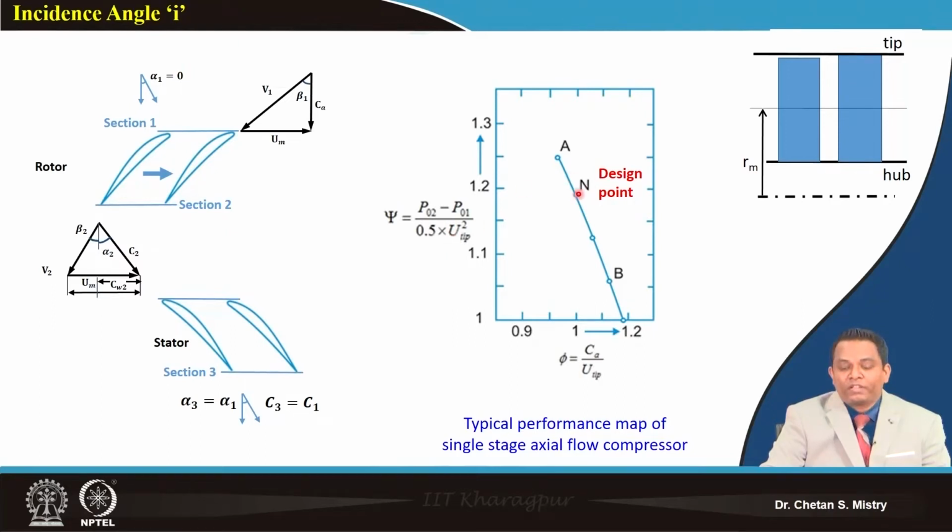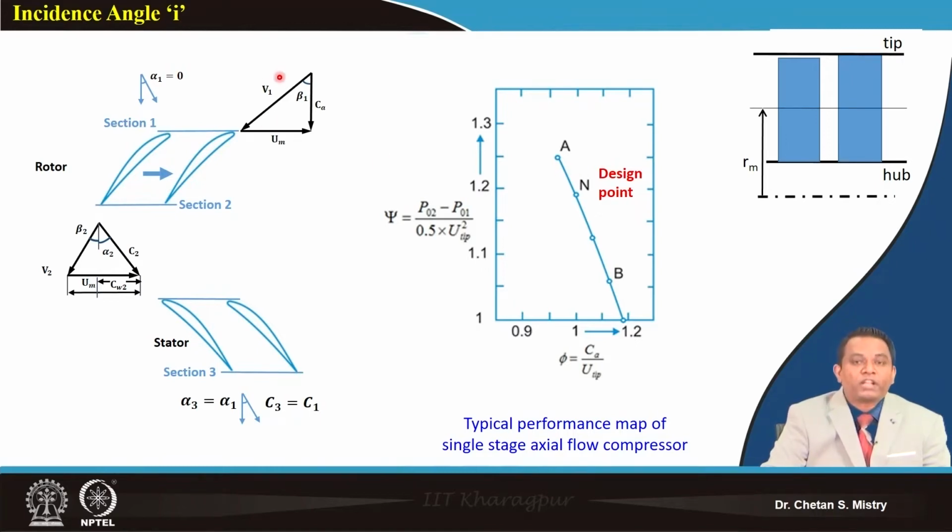Now, somewhere here is point N, which we can call the design point. For all components, mainly for the compressor, we design for one particular design condition. We can say design speed is 100% speed, for a particular mass flow rate and my expected pressure rise. So this is my design point or design condition.